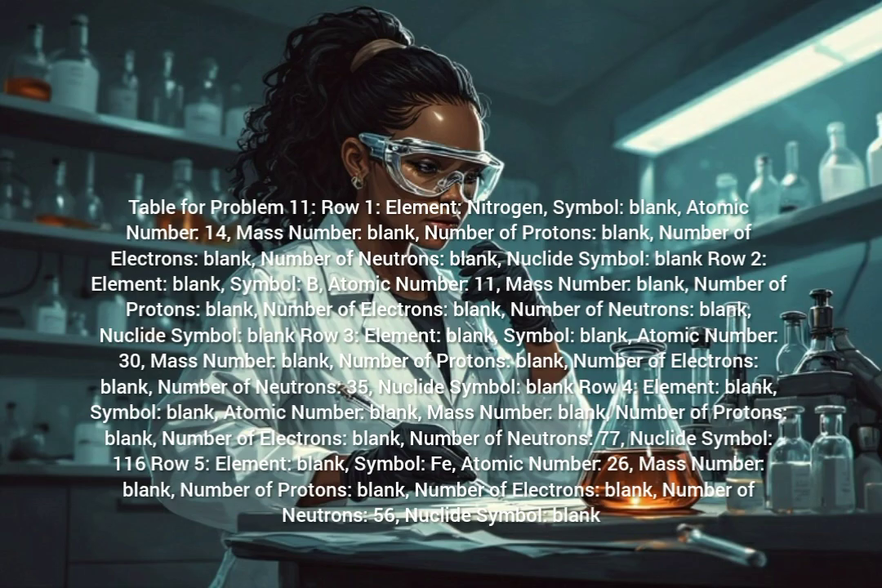Nuclide symbol, blank. Row 4. Element, blank. Symbol, blank. Atomic number, blank. Mass number, blank. Number of protons, blank. Number of electrons, blank. Number of neutrons, 77. Nuclide symbol, 116. Row 5. Element, blank. Symbol, Fe. Atomic number, 26. Mass number, blank. Number of protons, blank. Number of electrons, blank. Number of neutrons, 56.